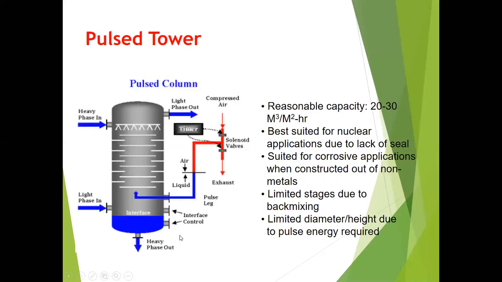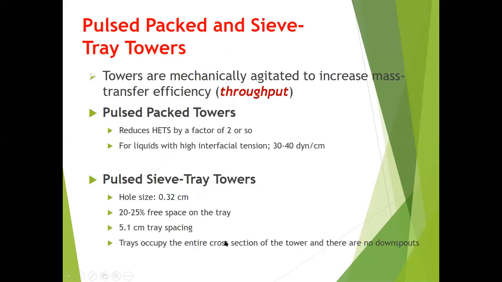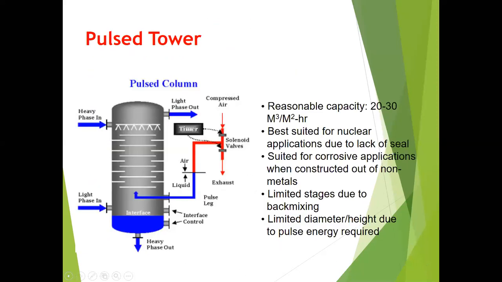So it has a reasonable efficient capacity, and that's 20 to 30 cubic meter per square meter per hour. It's best suited for nuclear applications. So when we're discussing specific types of equipment, please put emphasis on knowing their specific application or what's unique about that particular equipment. In this case, we're talking about the pulse tower.